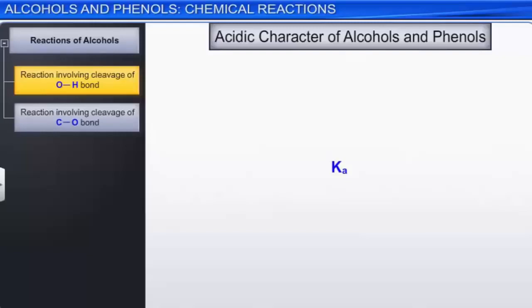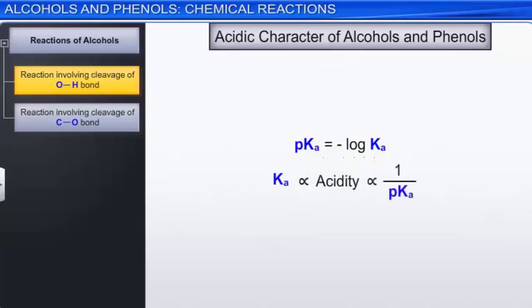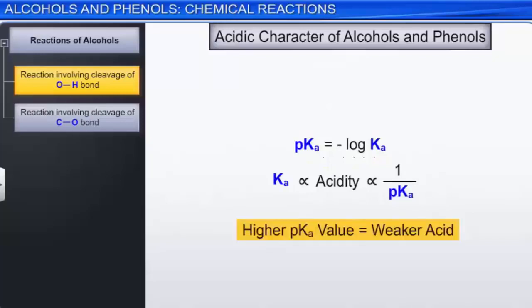We can also discuss acid strength by comparing acid dissociation constants, or Ka. Strong acids have large acid dissociation constants. pKa values are also used to compare acid strengths. The pKa of any acid dissociation constant is defined as the negative log of the Ka value. Since pKa is a logarithmic function, as the Ka increases, as acid strength increases, the pKa value decreases. Therefore, a higher pKa value corresponds to a weaker acid.